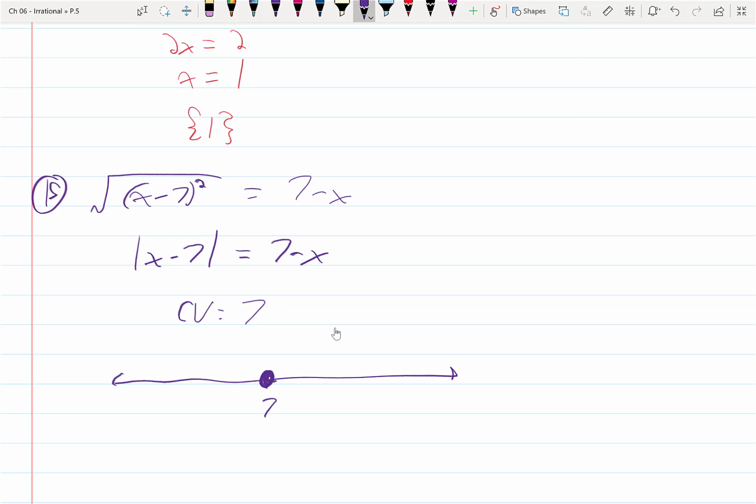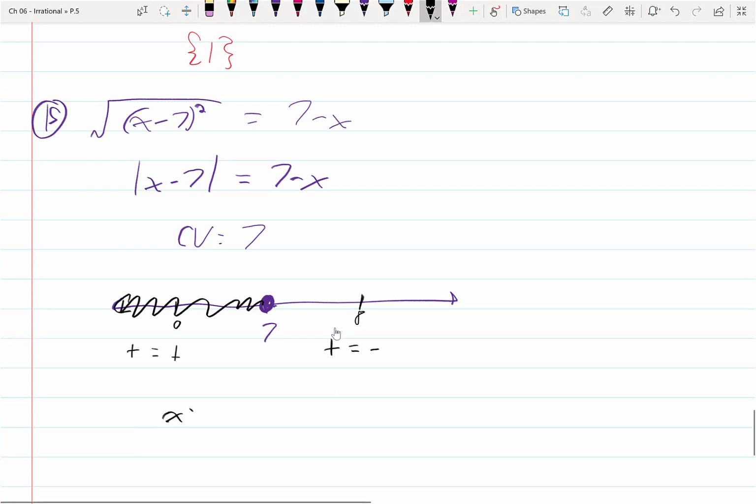So now I'm going to check maybe a number greater than 7. Let's check 8. When I plug 8 in, I get a positive equals a negative. That's not going to work. Let's check 0. When I plug 0 in, I get a positive equals a positive. That works. So I know that my solution is all x such that x is less than or equal to 7. And we're done.